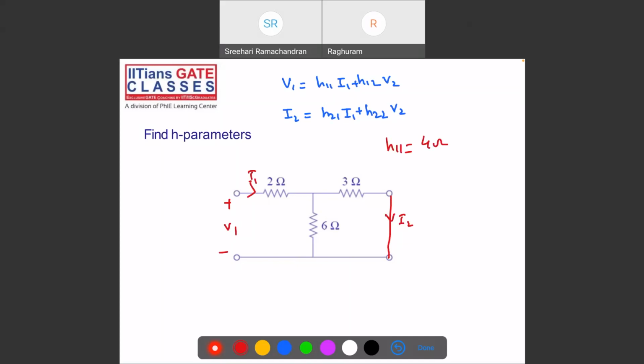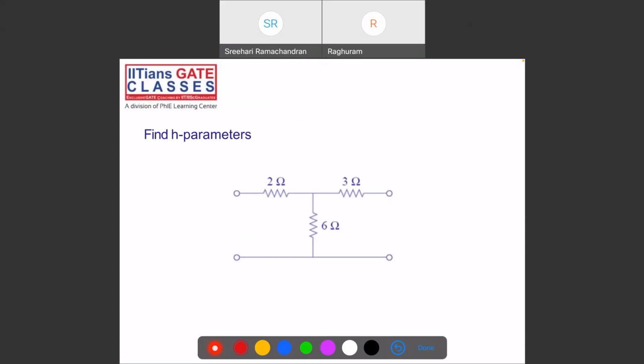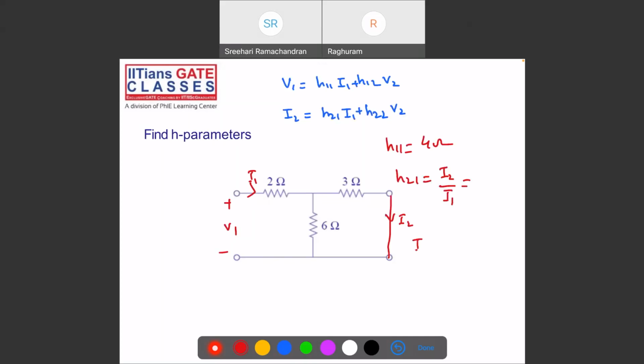Yes, then, sir, I2 by I1 is H21. Tell me what is I2 by I1? I2 in terms of I1. Current is getting divided, so use the current division rule. I2 is equal to the opposite resistance, which is 6, over the total resistance, 6 plus 3 is 9, times I1. So this will be 2 by 3 I1. So I2 by I1 is 2 by 3.